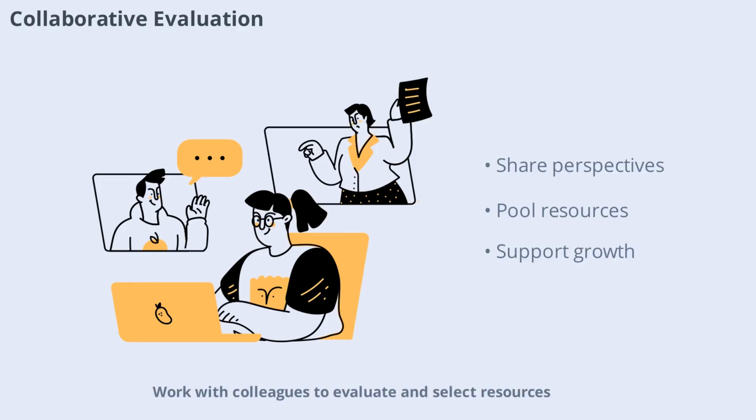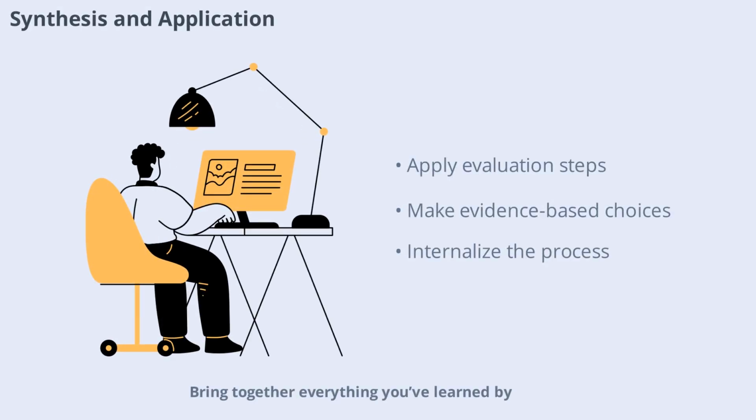Work with colleagues to evaluate and select resources. Sharing perspectives and experiences can lead to better decisions and a richer pool of materials. Collaboration also supports professional growth and consistency across classrooms. Bring together everything you've learned by applying the evaluation process to real resources. Use your checklist, verify claims, address barriers, and make evidence-based decisions. This synthesis helps you internalize the process and apply it confidently in your teaching.